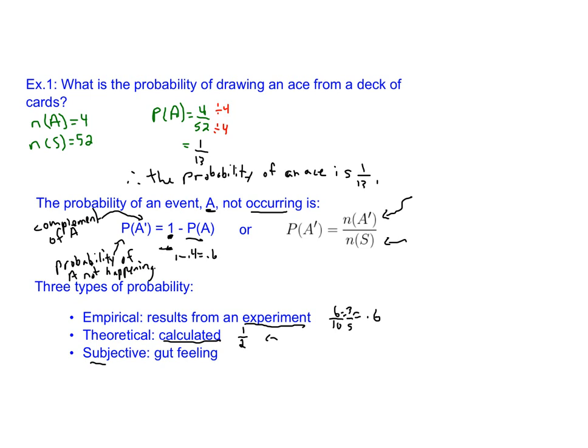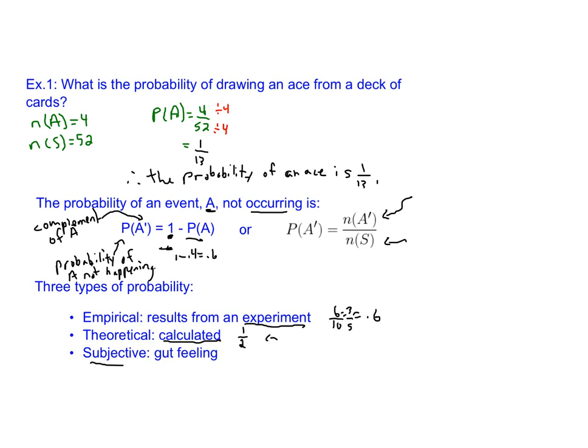There's also something called subjective probability. That's more like a gut feeling. So, what do you think the probability is that you'll get a good night's sleep tonight? Or what do you think the probability is it's going to rain tomorrow? You might have a guess at what that is without a lot of data to back it up. So that's what we call subjective probability.